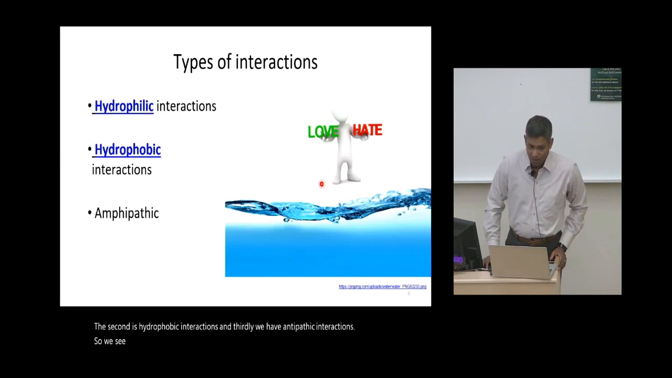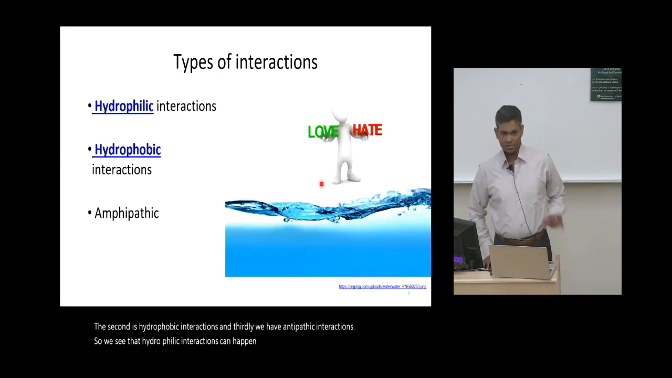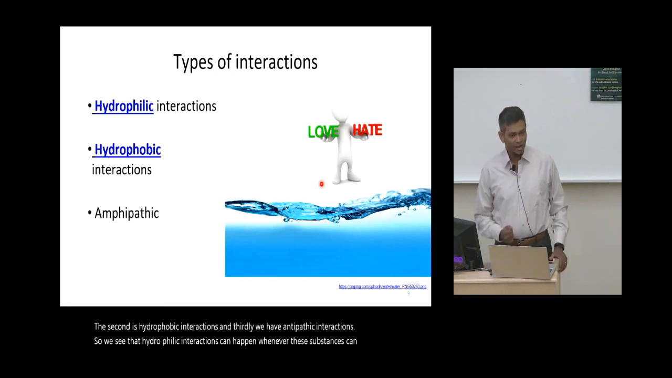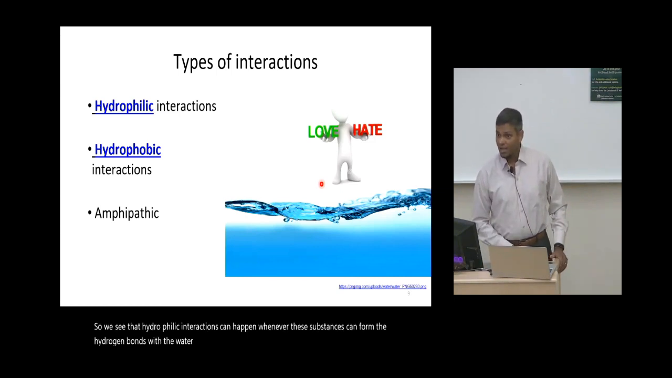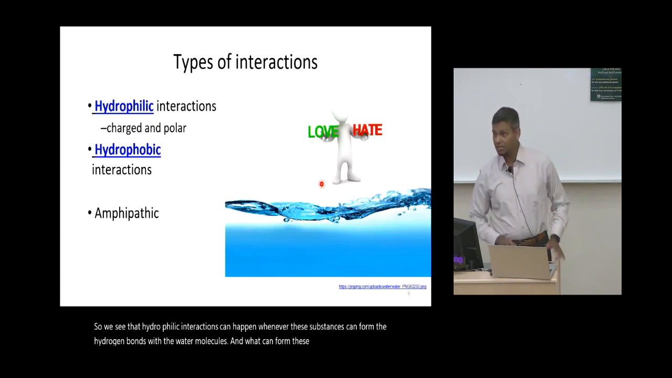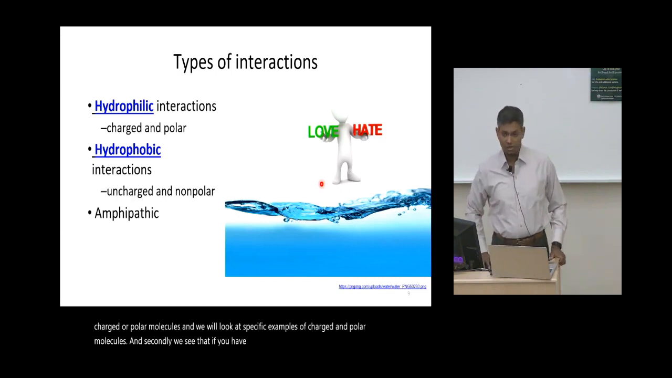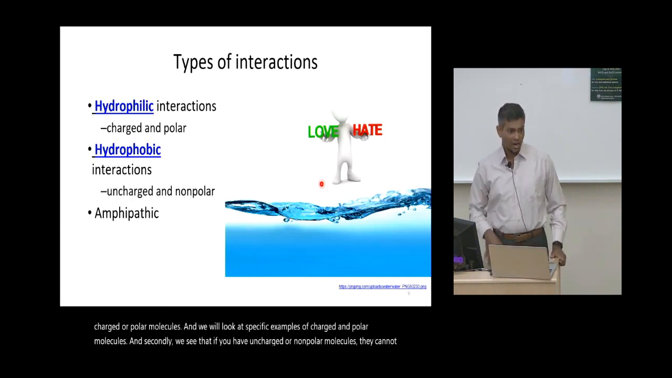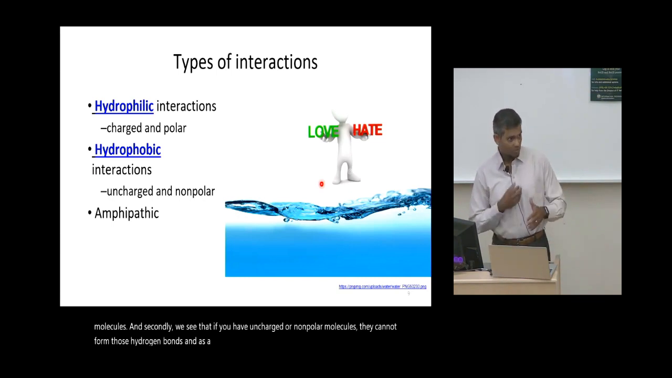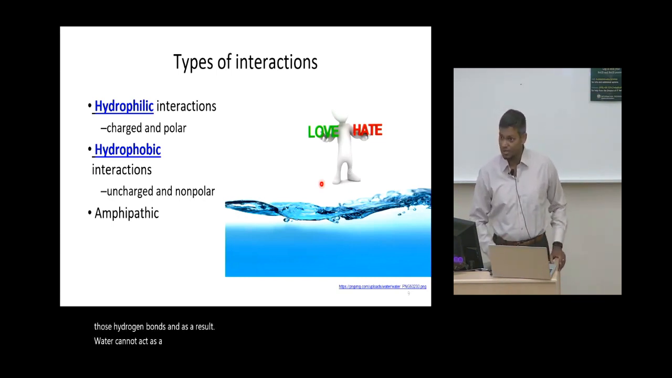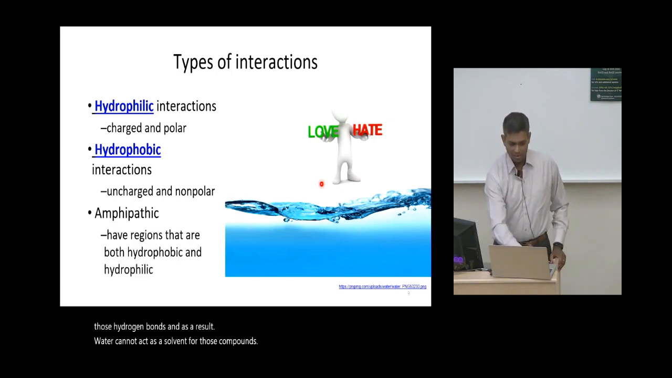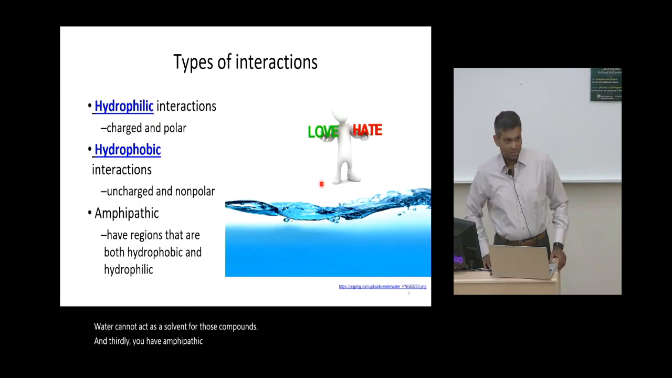So we see that hydrophilic interactions can happen whenever these substances can form hydrogen bonds with the water molecules. And what can form these hydrogen bonds are either charged or polar molecules. We will look at specific examples of charged and polar molecules. And secondly, if you have uncharged or non-polar molecules, they cannot form those hydrogen bonds, and as a result, water cannot act as a solvent for those compounds. And thirdly, you have amphipathic interaction when certain substances have a hydrophobic and a hydrophilic region.